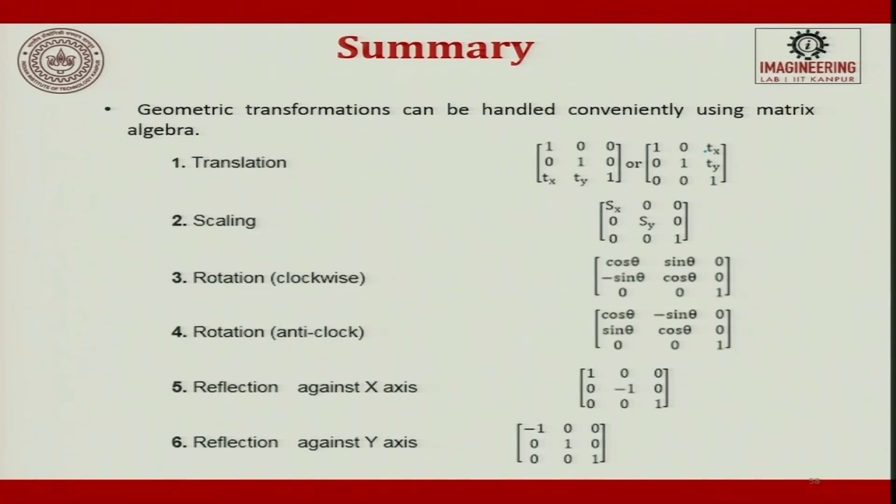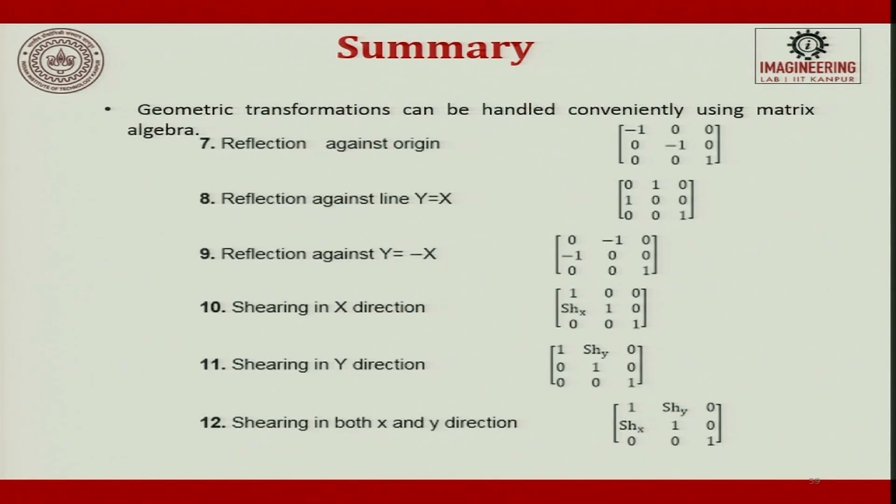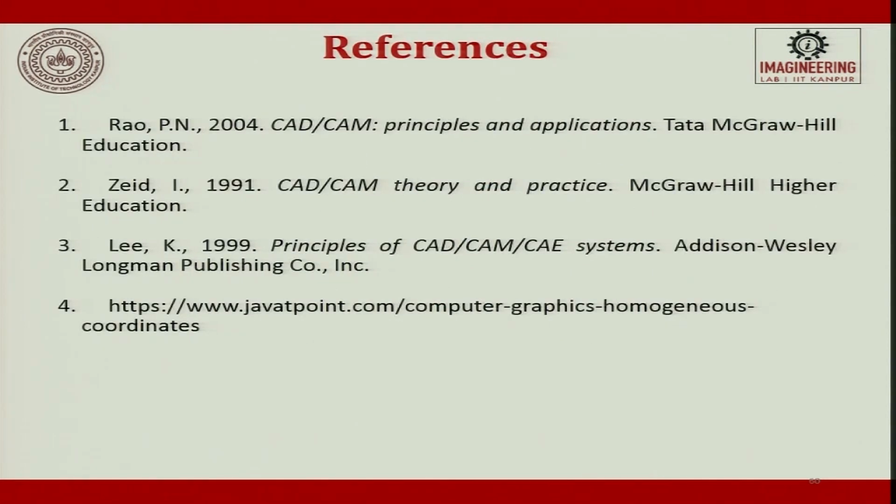To summarize, these are the formulas which we saw in this lecture. Translation, scaling, these are all for 2D. So, summary for 2D, and rotation clockwise, rotation counterclockwise, reflection about x and reflection about y. You can also have a reflection about a line. Then reflection about the origin, then reflection about a line, you can have y equal to x, y equal to minus x. You can also have shearing. Shearing is nothing but differential scaling: shearing in x, shearing in y, shearing in both x and y. So, these are the references.